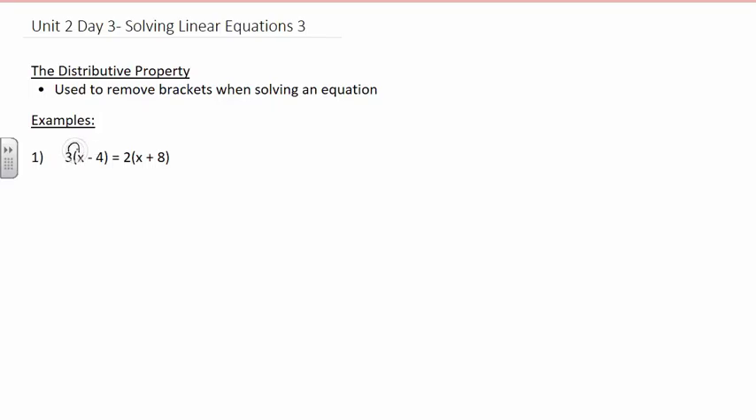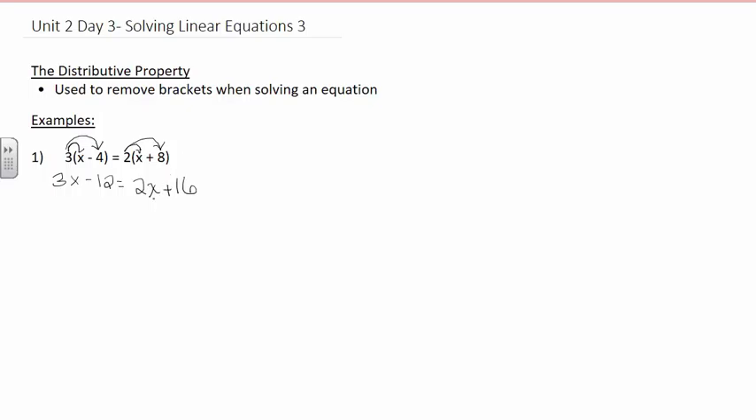So we multiply the 3 times the first term, and we multiply the 3 times the second term. Likewise, we have a number outside of brackets, so we can multiply the 2 times each term inside the brackets to get rid of the brackets. So 2 times x and 2 times 8. So we end up with 3x minus 12 equals 2x plus 16. And as you can see, our brackets have been removed using that distributive property.